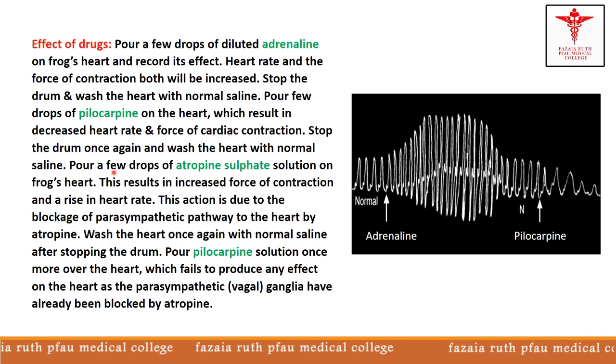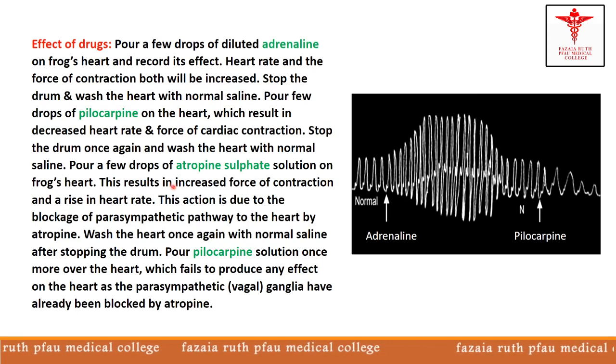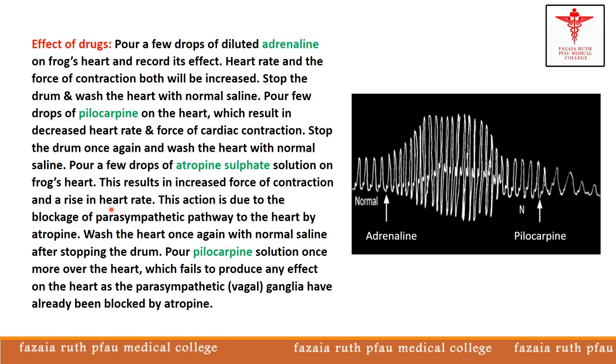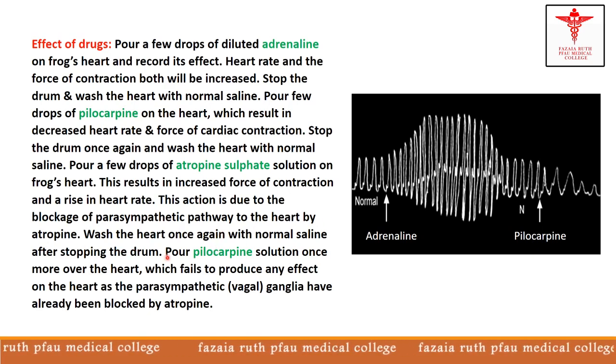Now pour a few drops of atropine sulfate solution on the frog's heart. This results in increased force of contraction and a rise in the heart rate. This action is due to the blockage of the parasympathetic pathway to the heart by atropine. Now wash the heart once again with normal saline after stopping the drum.